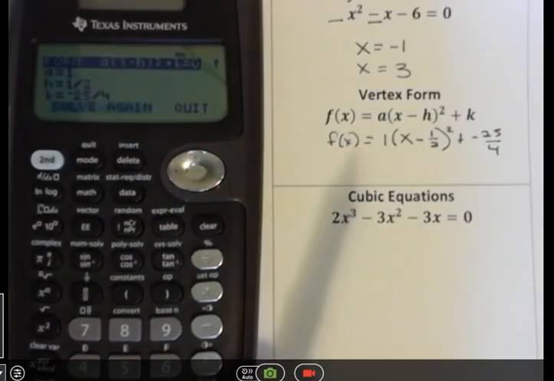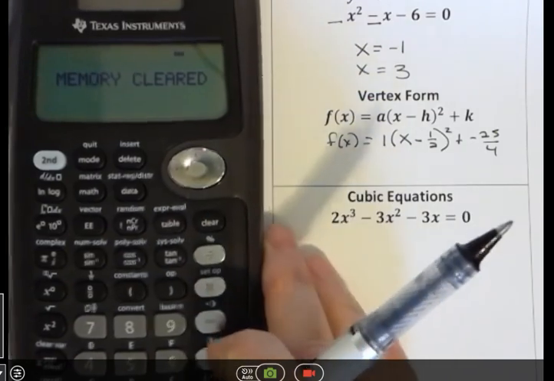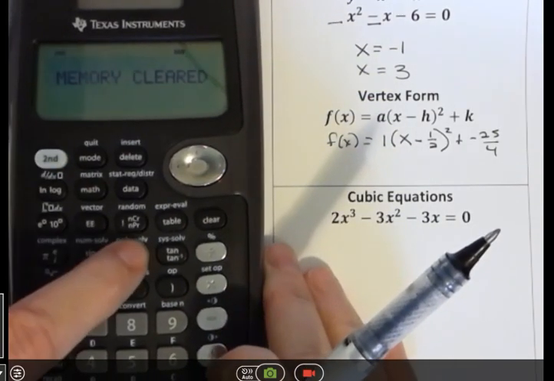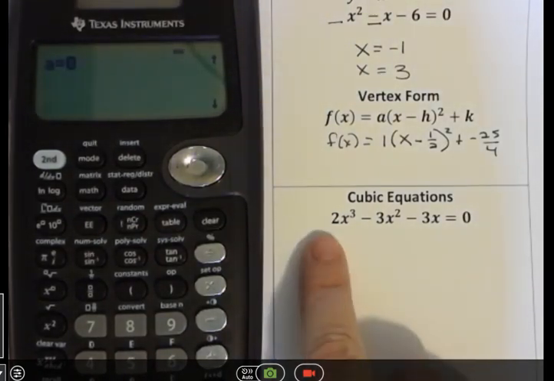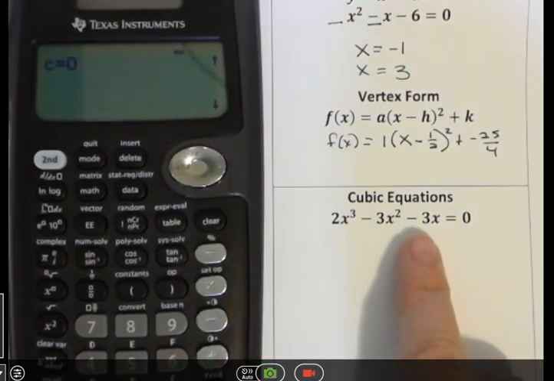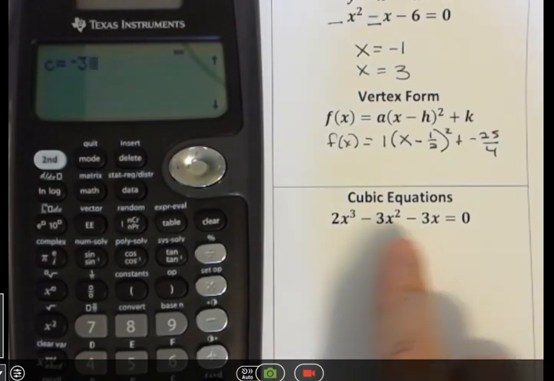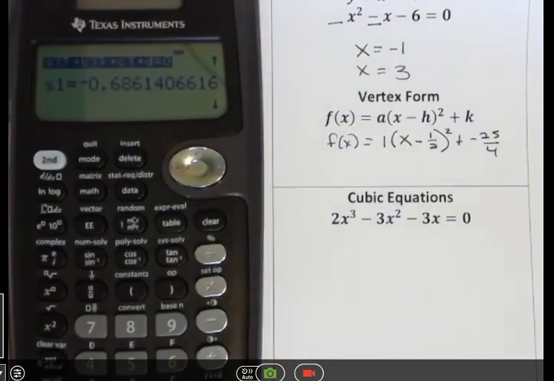And third, if I wanted to do a cubic equation, I would use the same button. I'm going to hit on and clear a couple of times to clear that memory. And then second function polysolve, go down 1 to cubic, and it's going to ask you to enter your A, which in this case is 2, B is -3, C is -3. There's no D here, so I'm going to enter 0 for that. And then hit solve, and it starts giving me my values.